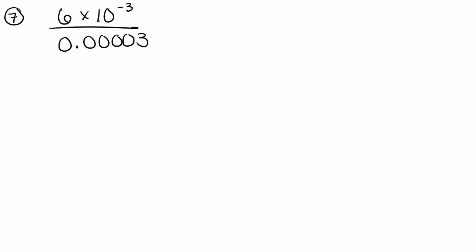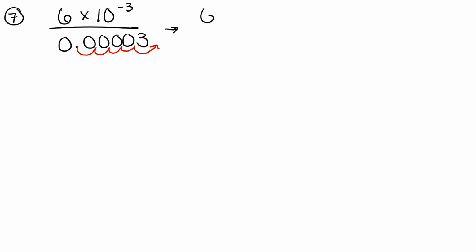For number 7, we're going to have the number 6 times 10 to the negative 3rd, and we're going to divide it by 0.00003. Again, as mentioned earlier, we need both numbers to be in scientific notation. The top number, 6 times 10 to the negative 3rd, is good to go ahead and solve, but the bottom number needs to be rewritten. We move the decimal 1, 2, 3, 4, 5 times, so it's behind the first number.